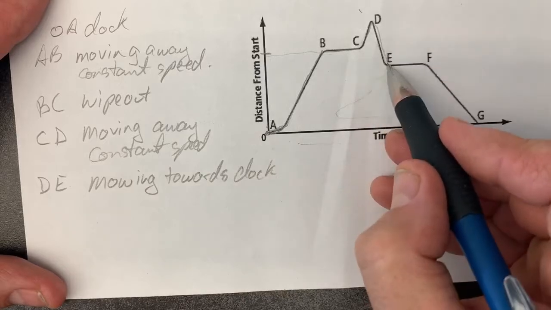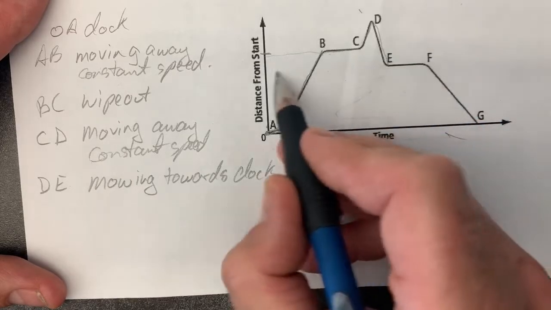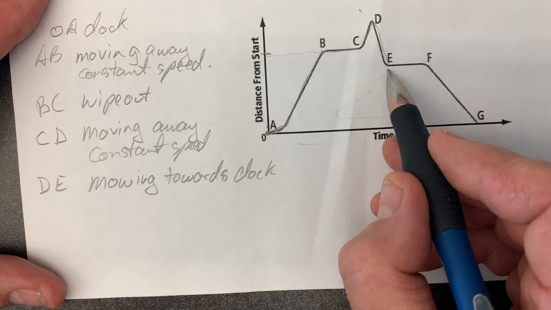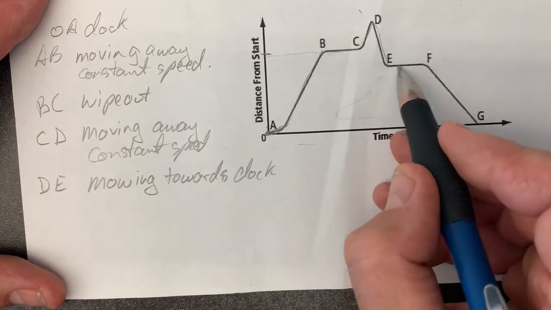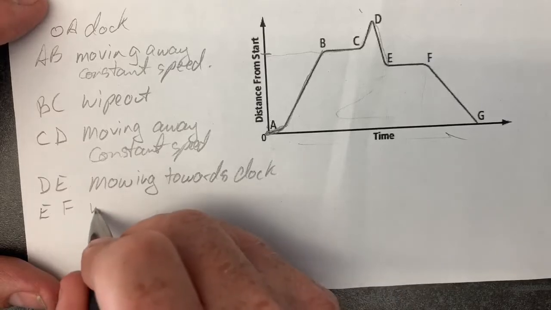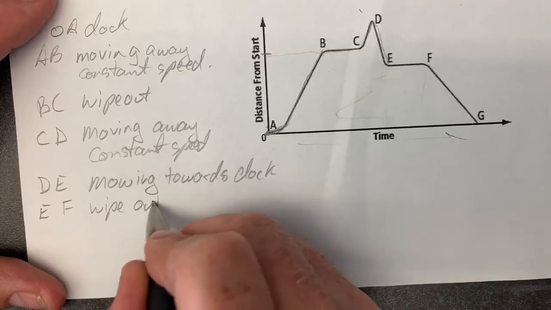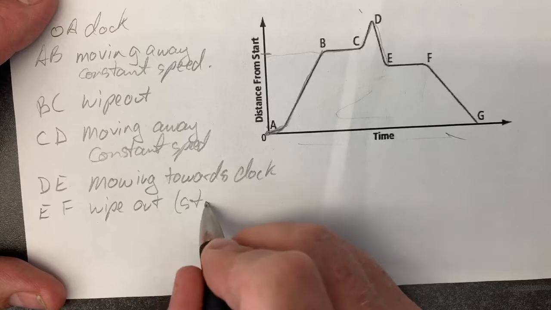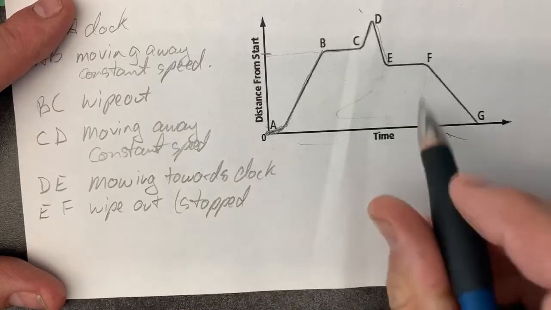And that's pretty steep. Once again, the distance is staying the exact same. So maybe this is a wipeout. E to F is going to be another wipeout. Or in other words, you stopped moving. Now, that makes sense.